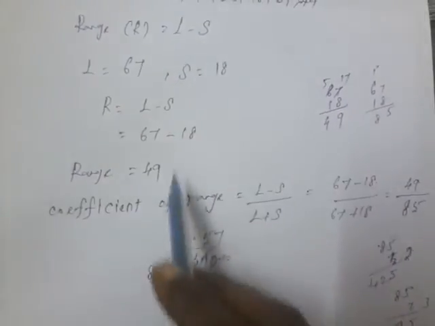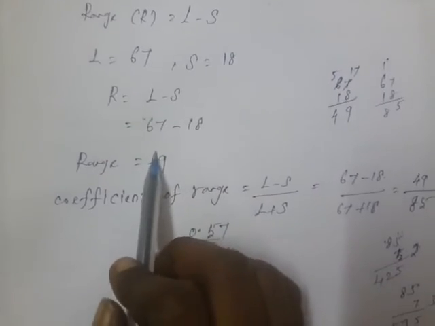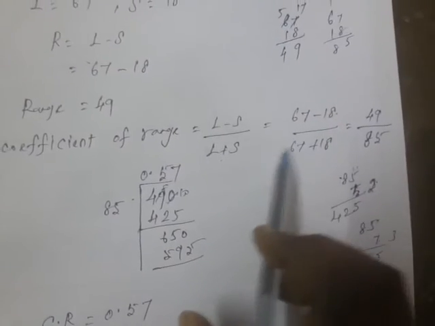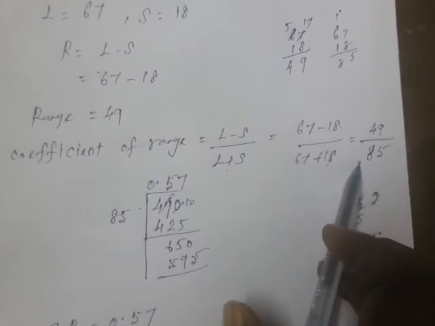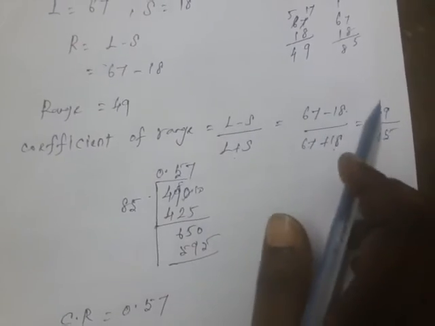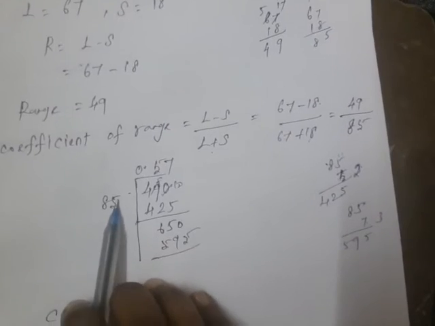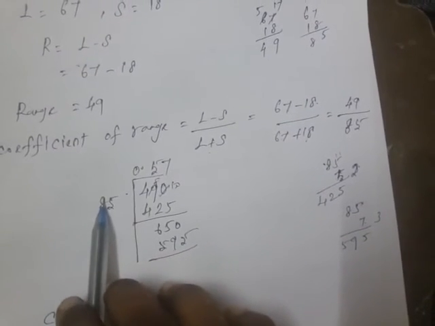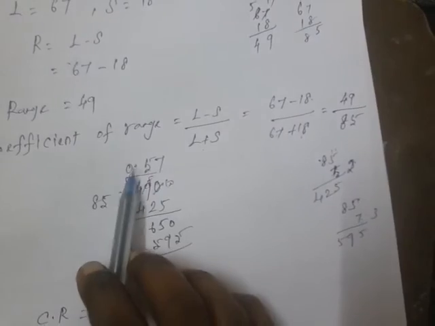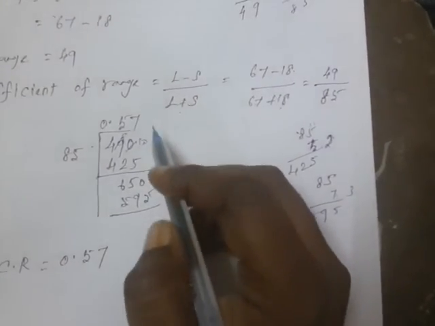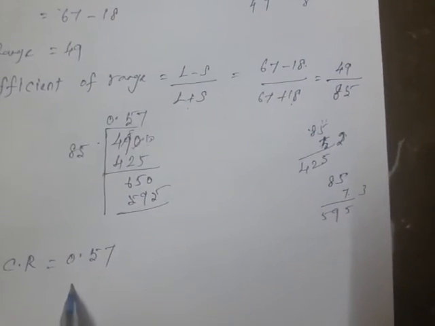So, again I will explain. We find the largest value and the smallest value. Range is equal to largest value minus smallest value, so you have to subtract and find the answer. Coefficient of range is L minus S by L plus S: 67 minus 18 by 67 plus 18. You subtract in the numerator and add in the denominator, then divide. 49 you write inside, 85 you write outside. This 49 is not divisible by 85, so you add a 0 here. Afterwards, as usual division, you stop at 2 decimal places. So the coefficient of range is equal to 0.57.